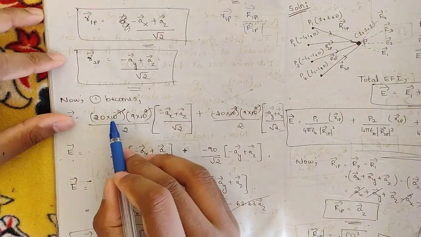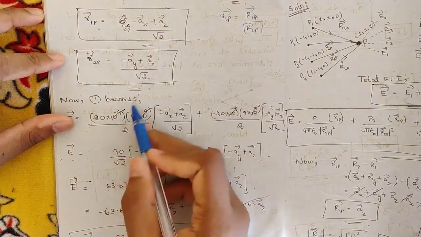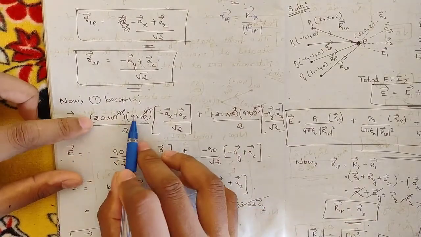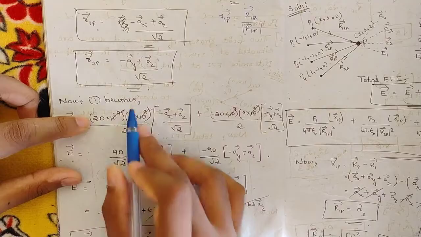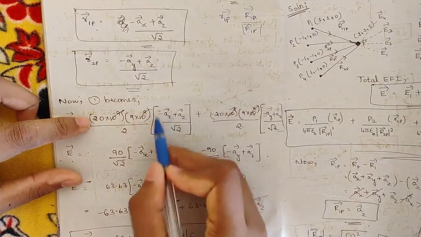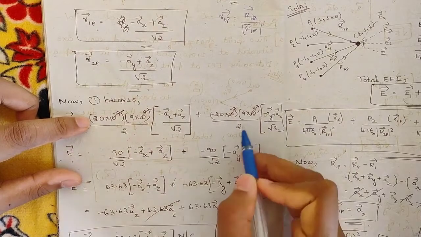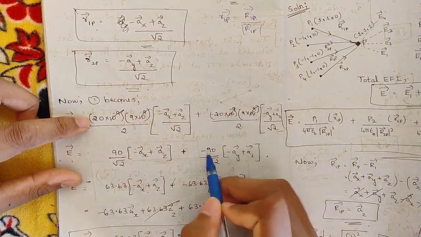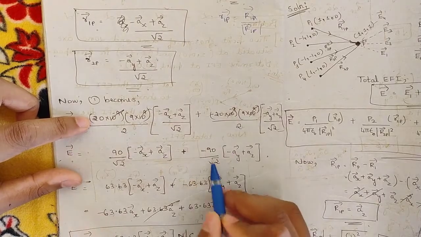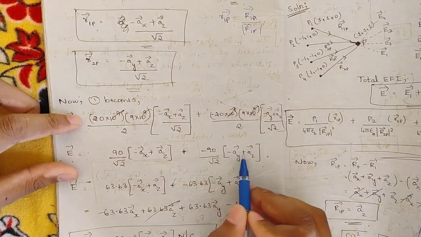Here we have 10 to the power minus 9 and plus 9, which are inverses of each other, so these two get cancelled in both the cases. So 20 into 9 is 180. 180 divided by 2 is 90. So 90 by root 2 into minus AX plus AZ, plus the same thing here. Here we have minus 90 by root 2 since we have a minus here. So minus 90 by root 2 into minus AY plus AZ.